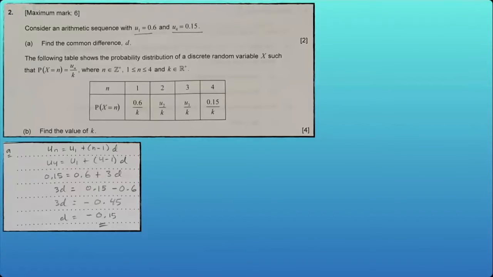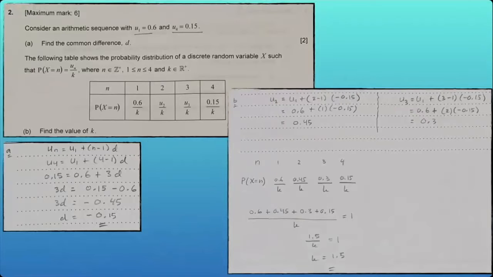Find the value of k. In order to find k, we need to know U2 and U3. Now, knowing the first term and the common difference, we can find U2 and U3. So using this formula, we can find U2 and U3. We know the first term and we know the common difference D. After we find the second term and the third term, we can put these values into here.